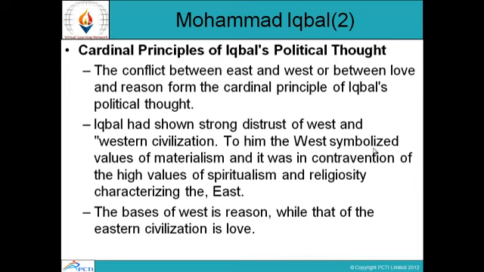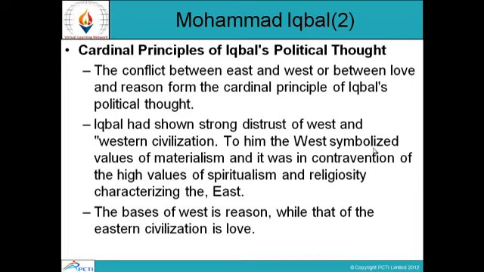Iqbal had shown strong distrust of the West and Western civilization. He showed that the Western civilization was not proper, and it was the Western influence that had spoiled people, and he expressed his strong distrust that Western culture was not correct and has to be removed.